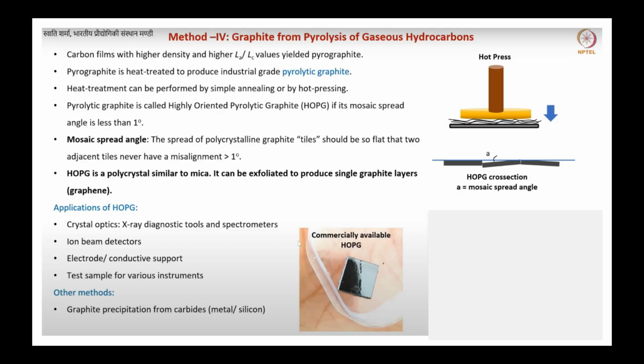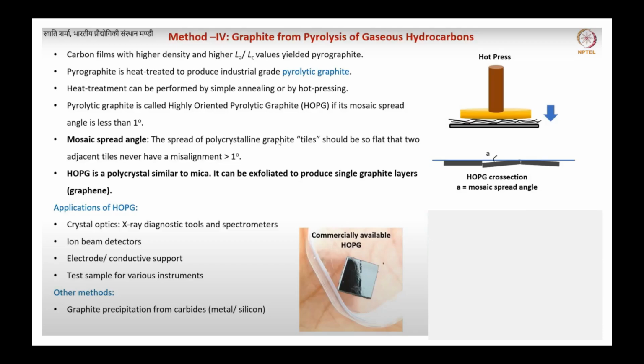Single graphite layers mean what? Graphene has a single layer, which is why it has very good electrical properties, as well as mechanical and thermal properties. Now, what are the applications of HOPG? Crystal optics, X-ray diagnostic tools and spectrometers, ion beam detectors, electrodes and conductive supports, test samples for various instruments, other methods, graphite precipitation from carbides, and metal silicon.